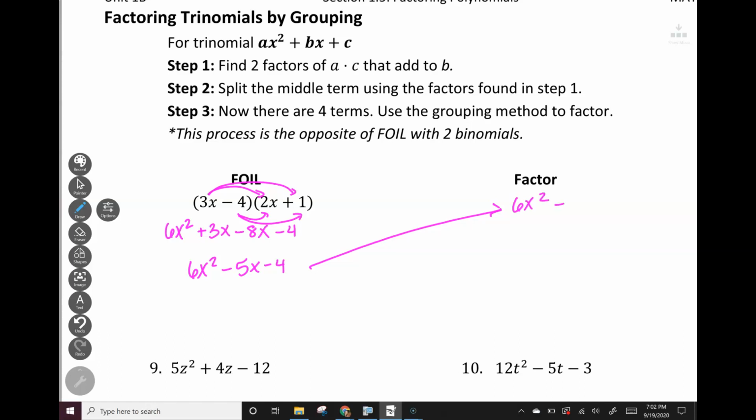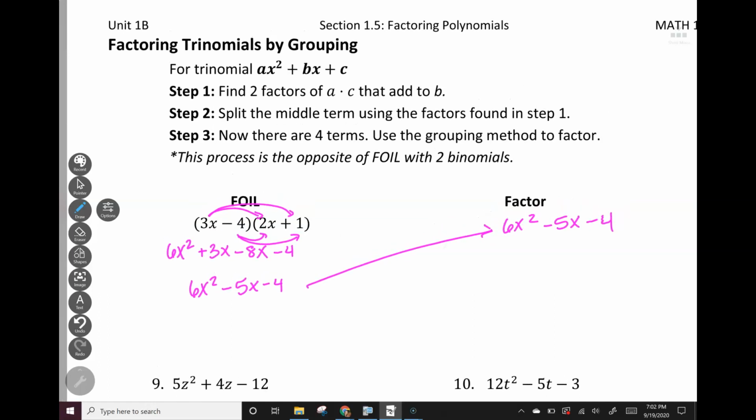So now I'm going to take that exact same polynomial, 6x squared minus 5x minus 4, and we're going to factor that using grouping. So it says for a trinomial ax squared plus bx plus c, and this is where a is not 1, but you actually can use this even if a is 1. It's just not as easy. You would want to use the other method because it's a little quicker.